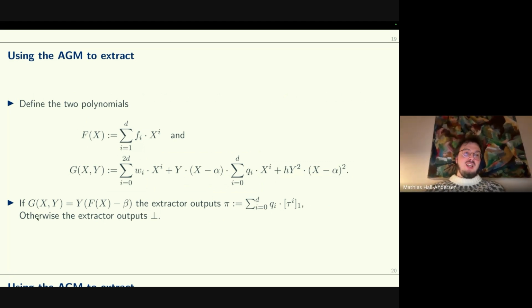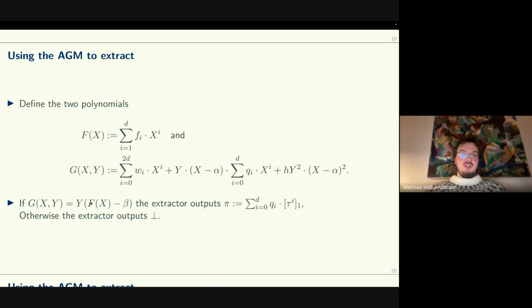Now, if this bivariate polynomial is equal to this, then I'm just going to have the extractor output, essentially, pick out the Q part here, and I'm going to say, hey, these Q_i are actually the proof that you're looking for. I'm going to need to prove that this pi actually satisfies the pairing equation. That's going to come next.